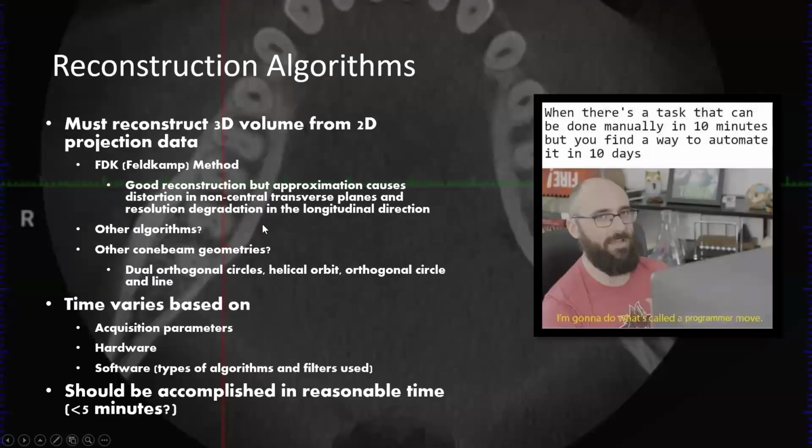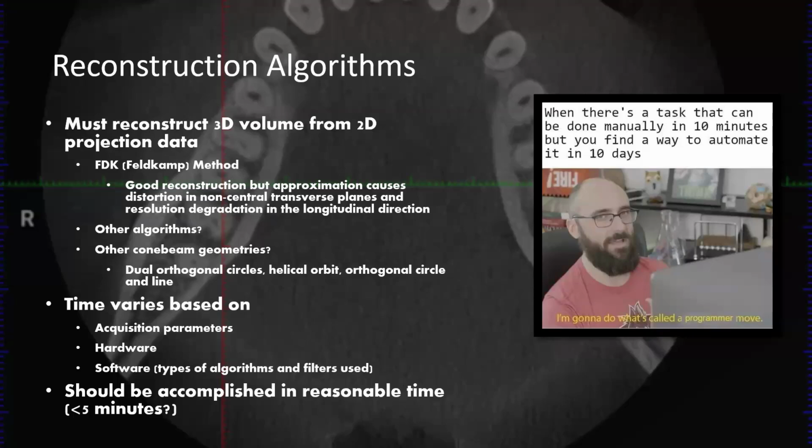In fact, we didn't have computers until the late 90s even capable of doing this in a time that would be reasonable for us. It should be less than 5 minutes, right? We want it relatively quickly to be able to see if that image is good and usable. And so reconstructing that, this is the classic algorithm they use, it's called the Feldkamp method. It does create some distortion. There is a lot of research into different algorithms, or maybe using different geometries. Because one limitation of using that cone beam geometry, you're only going once around the patient.